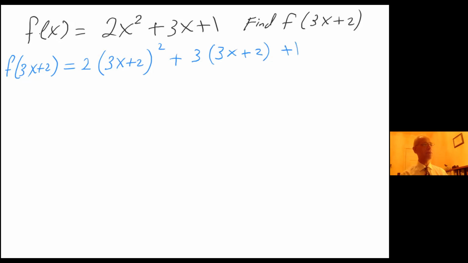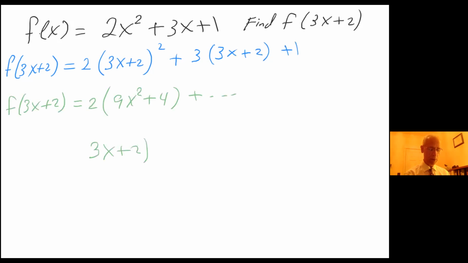And many of you just thought that this equals, or let me rephrase that, f of 3x plus 2 equals 2 times 9x squared plus 4 plus dot, dot, dot. And that is incorrect. So (3x plus 2) quantity squared, in fact, is 3x plus 2 times 3x plus 2.